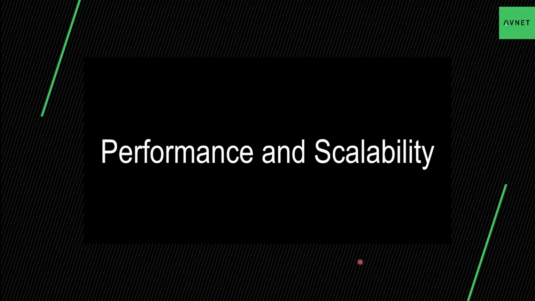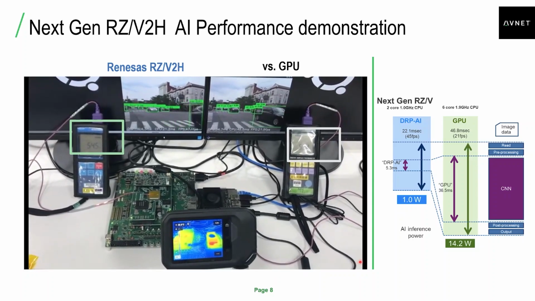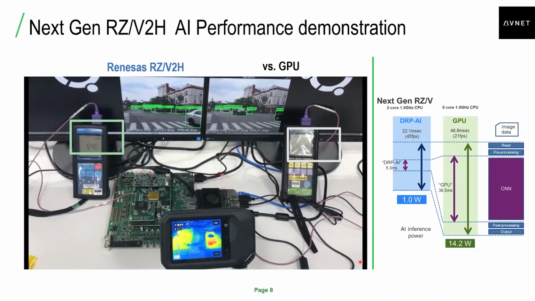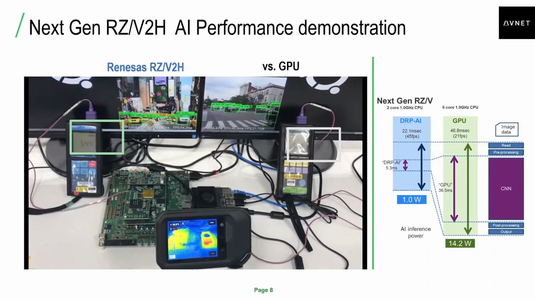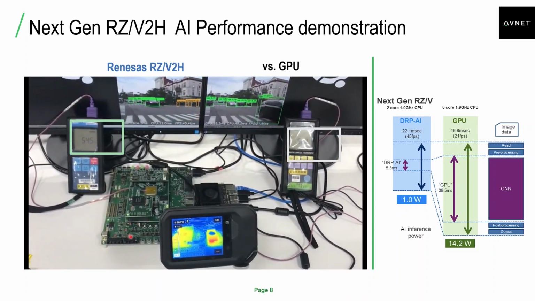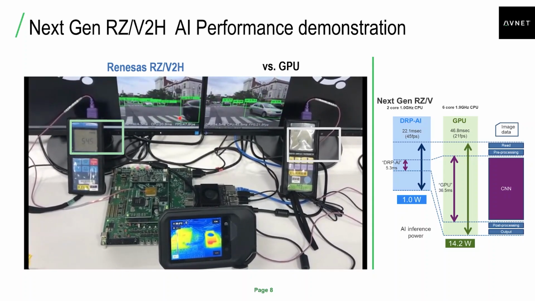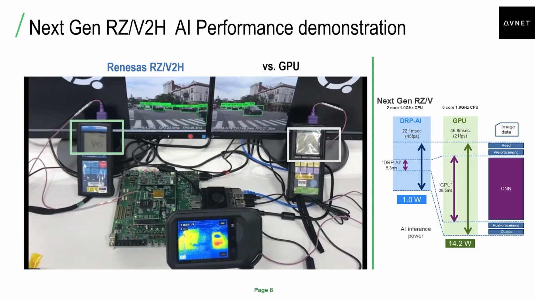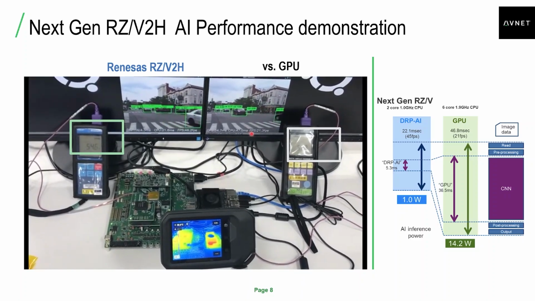So let's take a quick look at the performance and scalability that this DRP-AI hardware block brings to the RZ/V product family. So here we have a brief video showing a side-by-side comparison of one of the RZ/V devices versus a traditional GPU. In this case, you can see that the DRP-AI hardware device, the RZ/V2H, is able to achieve a faster frame rate of roughly 45 to 49 frames per second versus the traditional GPU running at roughly 21 frames per second.